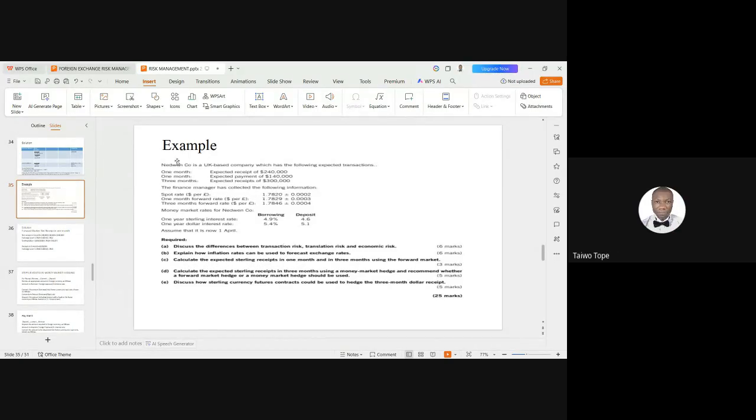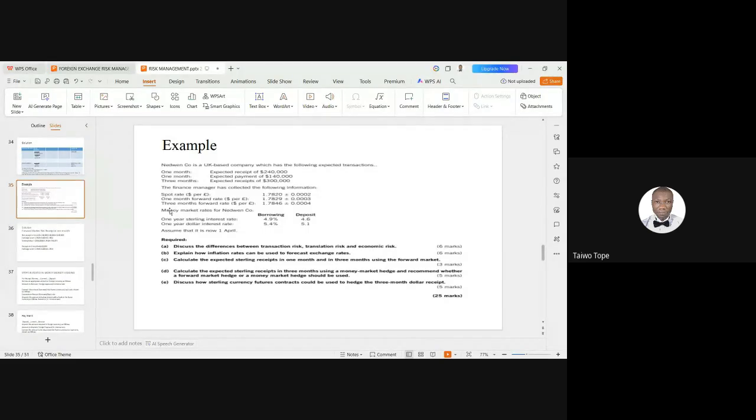So the question is saying calculate the expected sterling receipt in 1 month. In 1 month we have 1 month values, so the net receipt for 1 month is 240 minus 140, which is 100. We computed that, so we are done with that. Now we are looking at 3 months. What are the values for 3 months?